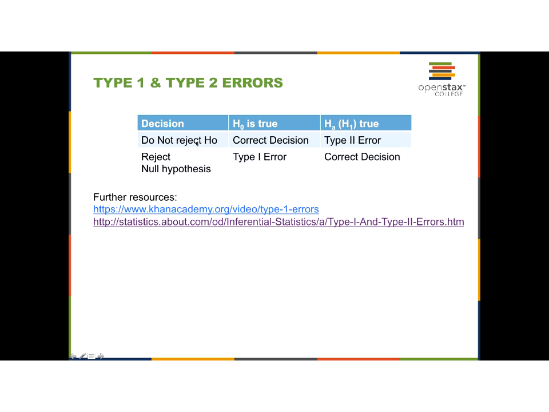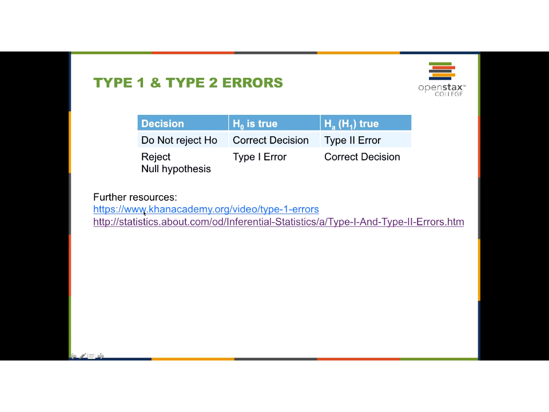All right. If we do not reject the null hypothesis and H0 is true, we've made the correct decision. If we do not reject H0, and the alternative was really true, we've made a type 2 error. If we reject the null hypothesis and it was actually true, we've made a type 1 error. And if we reject the null hypothesis and the alternative is true, we actually made the correct decision.